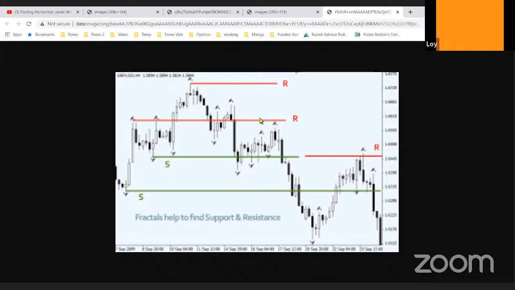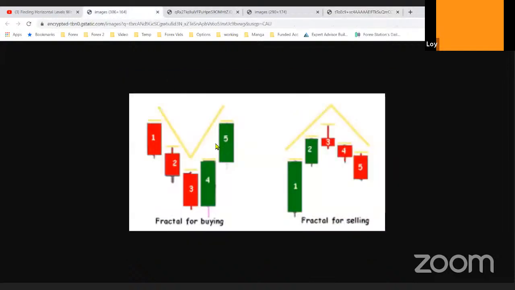Now the next question that people usually ask is, is fractal repainting or non-repainting? Does it appear and then disappear, or once it appears, it stays there? Now, there's a two-part answer. A fractal is a repainting indicator, and it is not a repainting indicator. I know that somewhat confused you, so let me go back to the first image.